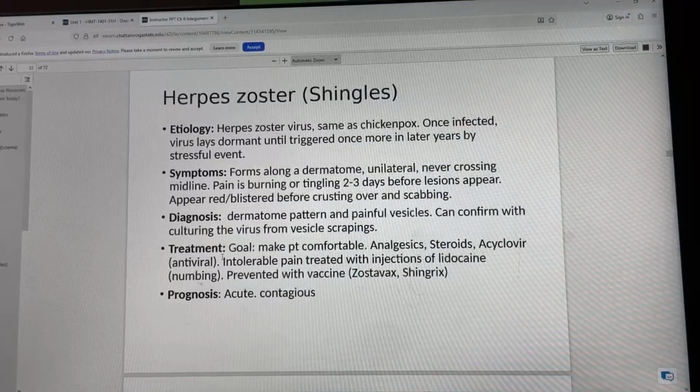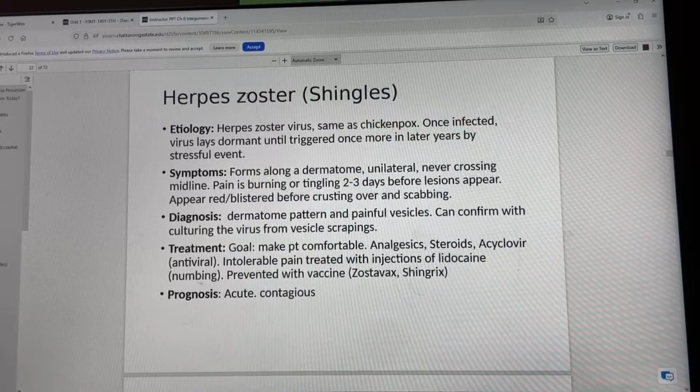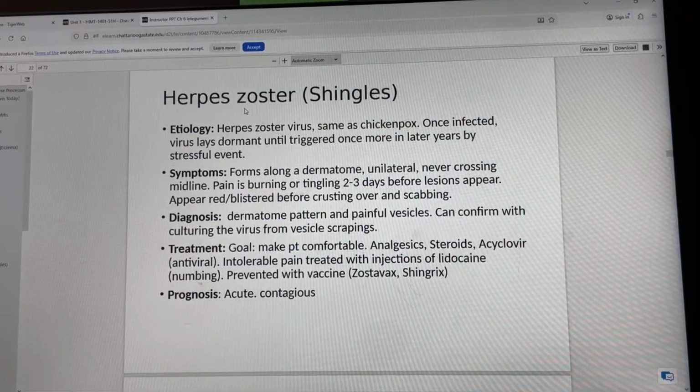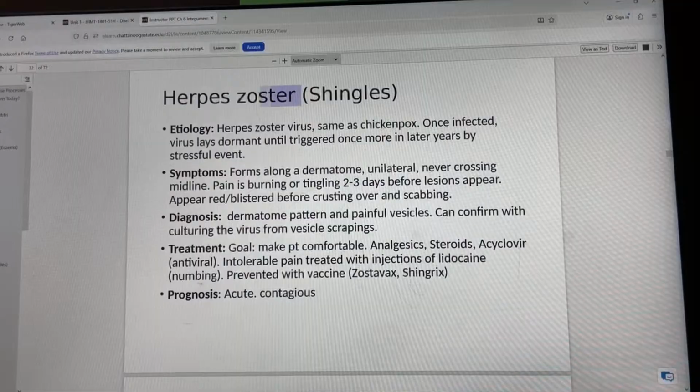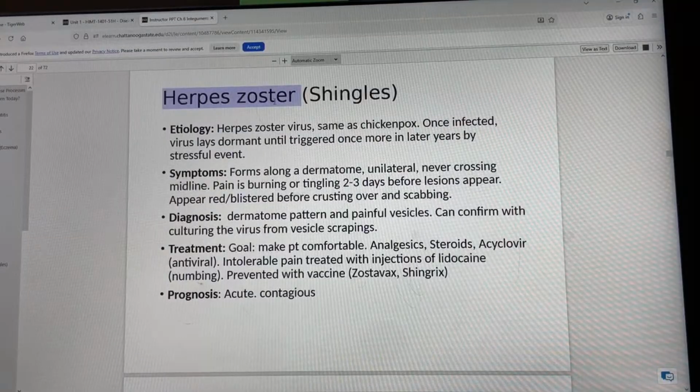Shingles. So herpes zoster. People freak out, like, oh, that's herpes. When people think of herpes, they think of the STD. But the herpes virus causes multiple different things. Herpes zoster is a cousin of genital herpes, the same virus family. Herpes zoster is actually the same virus that causes chickenpox.